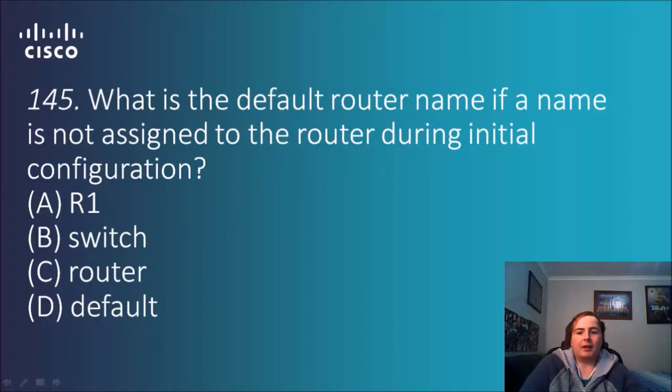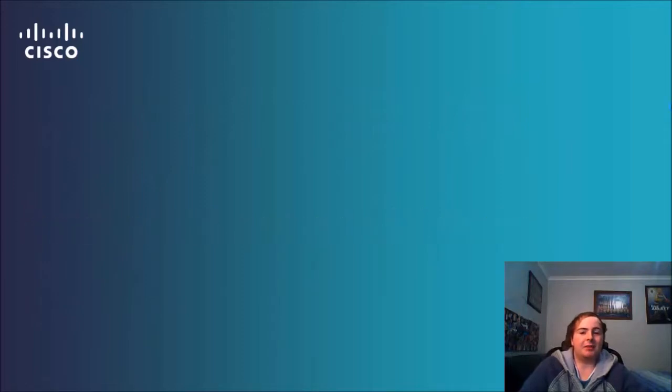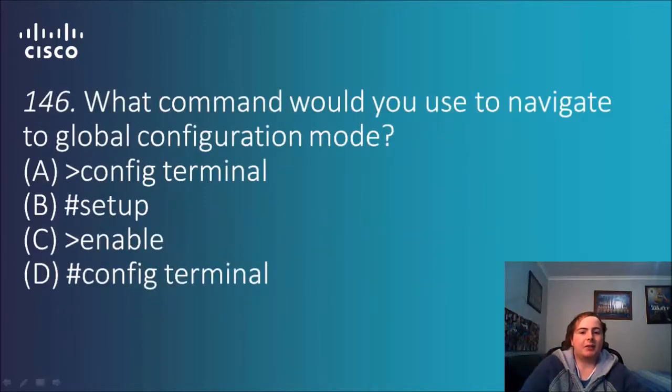145, what is the default router name if a name is not assigned to the router during initial configuration? A rote learning question, this one. When I looked over it, I thought it was A, but the answer is C. It's simply called router. That's basically what it's called once the router is straight out of the box. 146, what command would you use to navigate to global configuration mode?